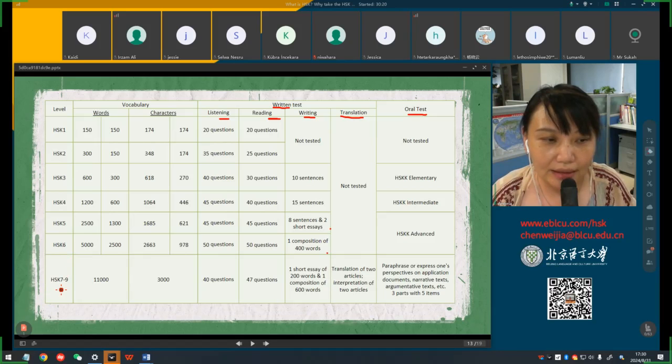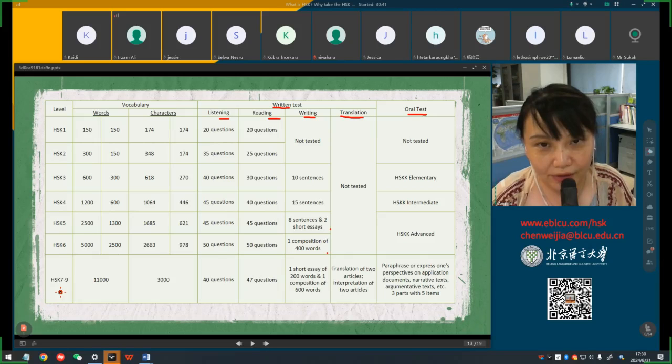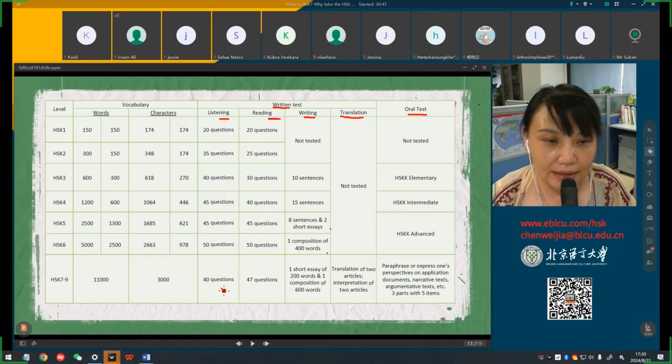And HSK 7 to 9 is a different way of testing. They only have one test paper for the 3 levels, 7 to 9. They all use the same test paper. Depending on how many points you get, they will give you the levels from 7 to 9, depending on your test scores. And it includes listening, reading, writing, and also translation. There are 2 parts of the translation, translation by writing and also interpretation, like oral.